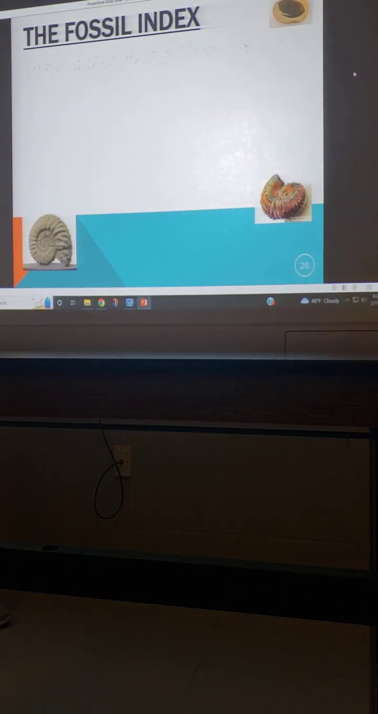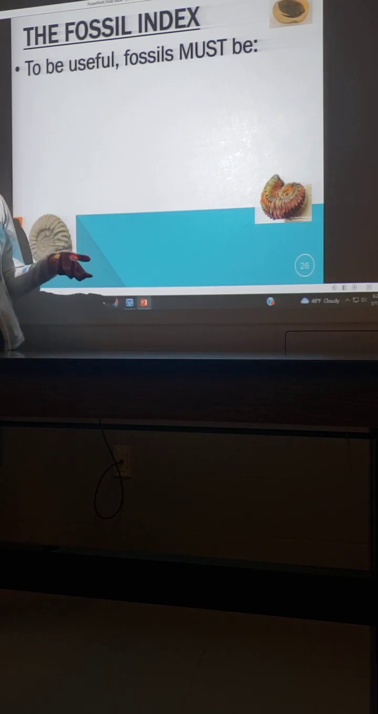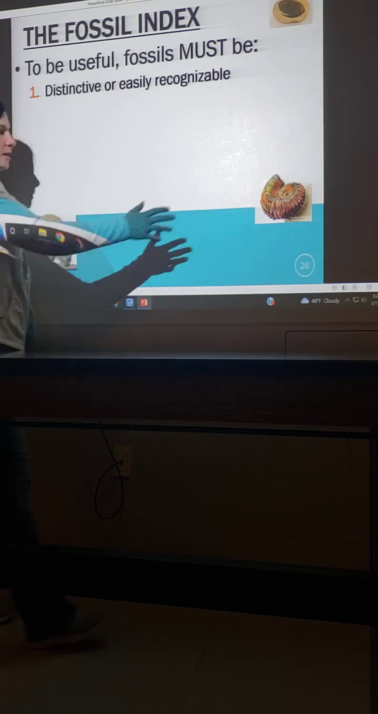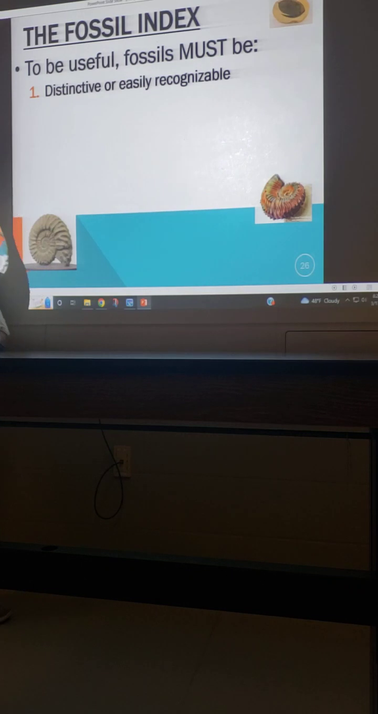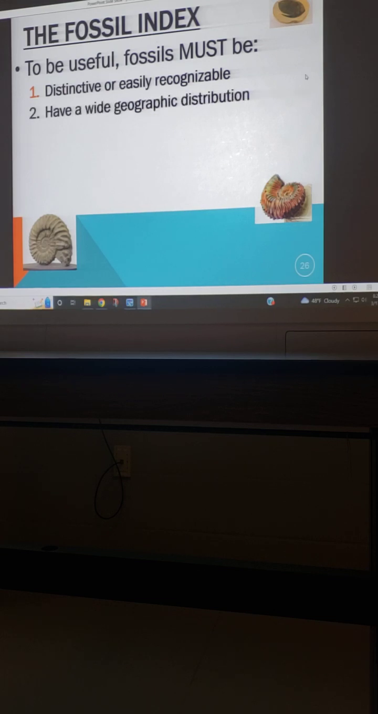So here are some things that are required. To be useful and for a fossil to be part of this special index, it needs to be distinct and easily recognized, right? So these definitely are easy to see. You can pick them out. It's not like you just have a blob or random shape where it could be different types of organisms. It's something that's very recognizable.